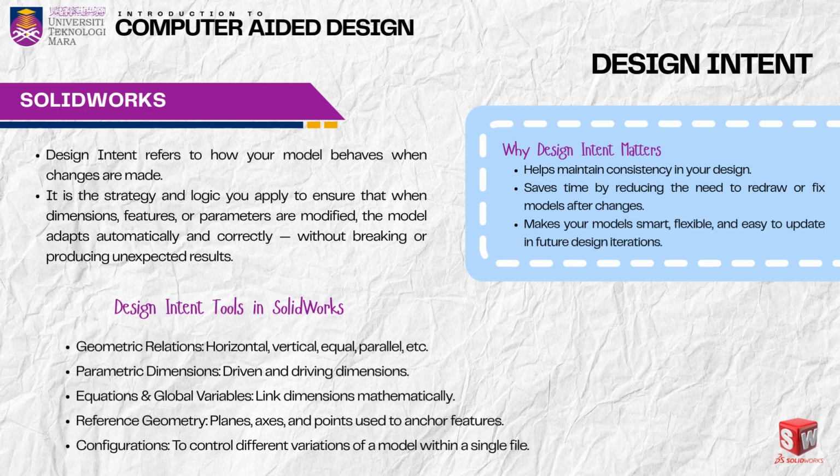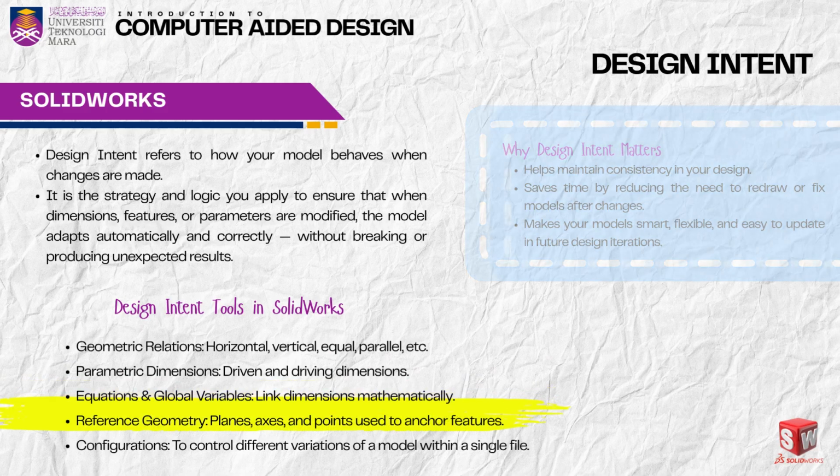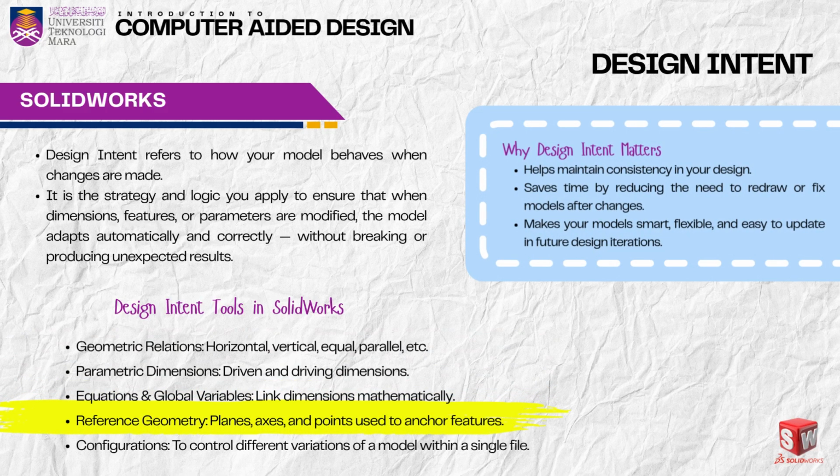SolidWorks provides several tools to help you capture and apply design intent in your models. These tools make sure your design behaves correctly when changes are made. One of the most basic tools is geometric relations, which control how sketch elements relate to each other. For example, keeping lines vertical or equal in length. Then there are parametric dimensions, which are the numerical values that define the size and position of your features. You can also use equations and global variables to link dimensions or reuse important values across your model. For more complex designs, reference geometry like planes and axes help position features accurately and maintain symmetry.